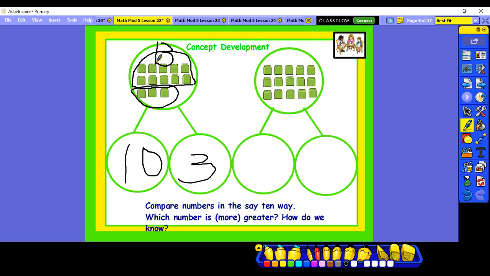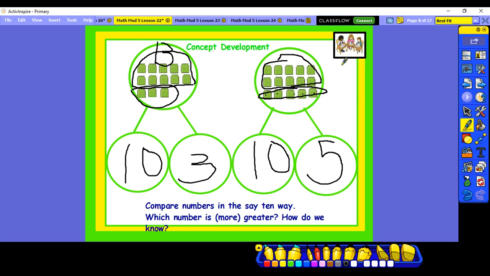13. Now let's look at our next group. I have my group of 10, which will be one part. And then I have my leftovers. How many are left over? 1, 2, 3, 4, 5. So 5 is my other part.